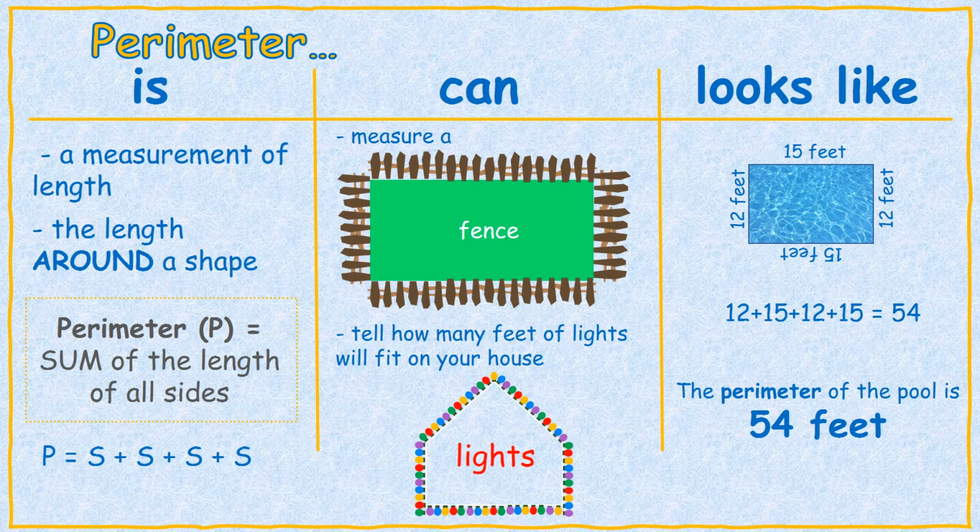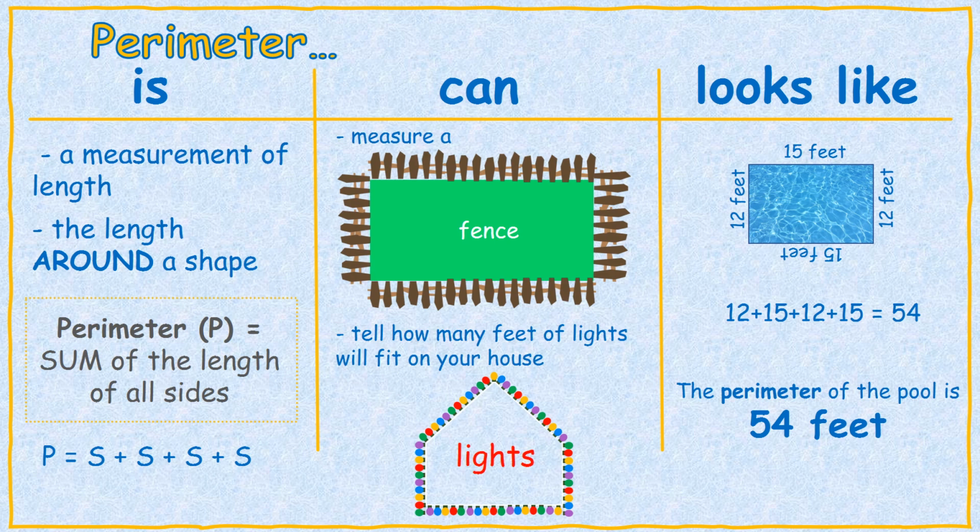Okay? Now, let us just recap. Perimeter is a measurement of length. It's used to measure things, and specifically, it's used to measure around that shape. Perimeter is the sum of the length of all sides. So P equals S plus S plus S plus S, or side plus side plus side plus side.